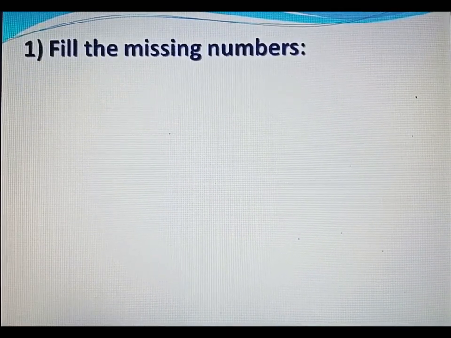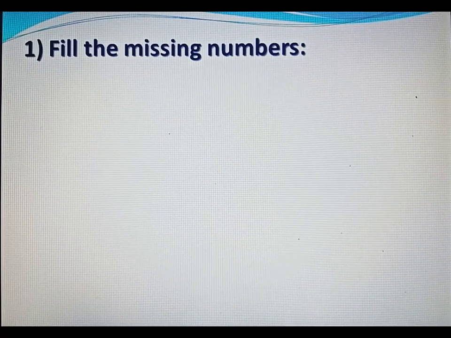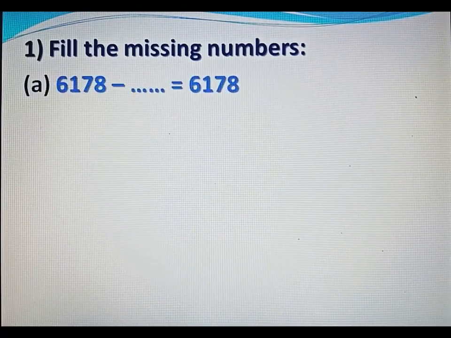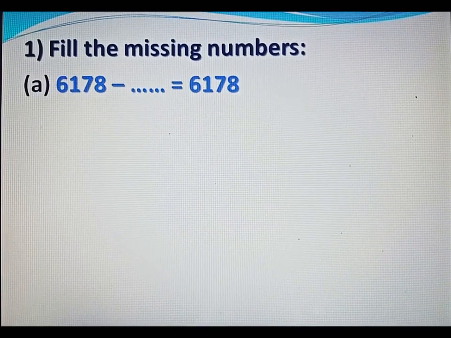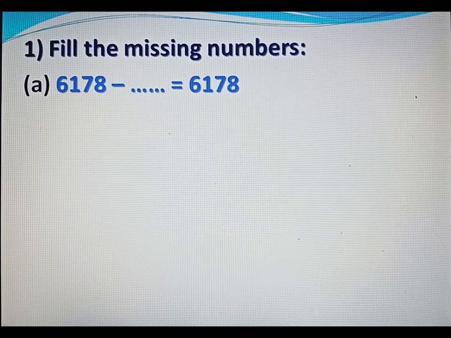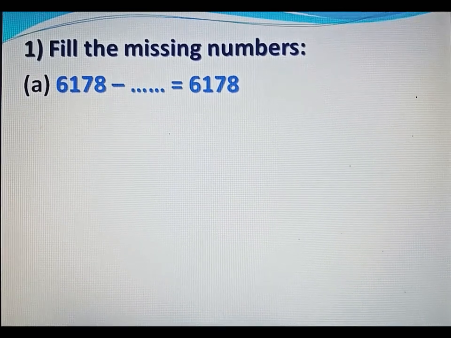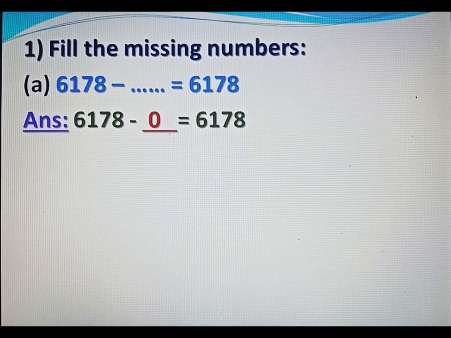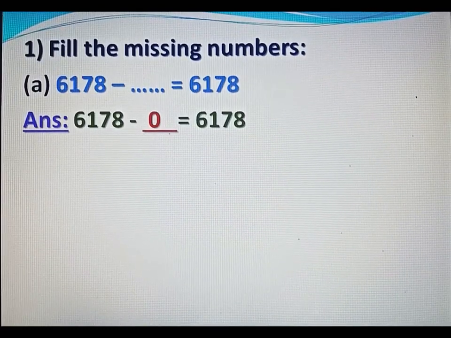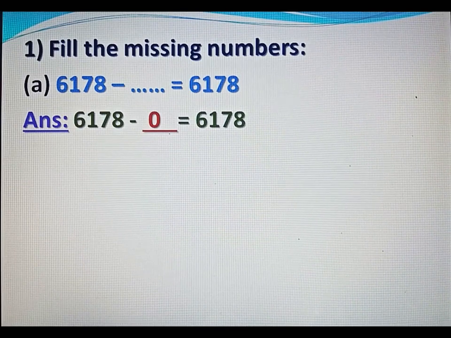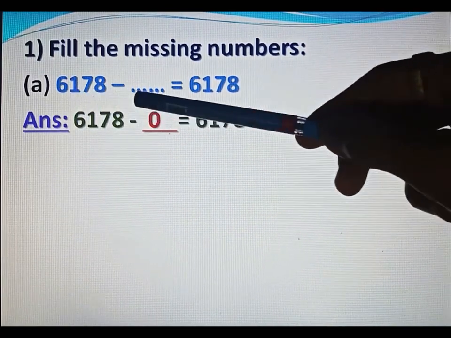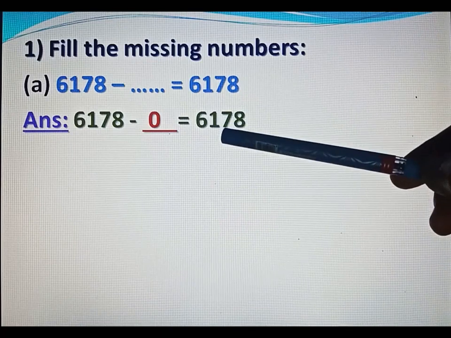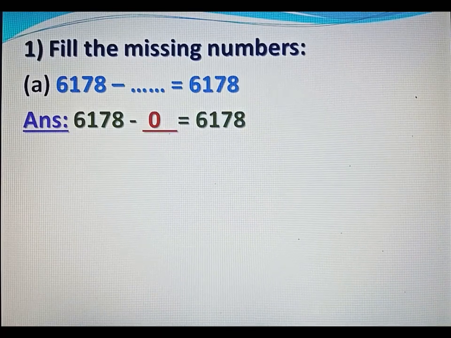First question, number 1, fill the missing numbers. A part: 6178 minus dash equal 6178. Answer: 6178 minus 0 equal 6178, because here we are subtracting 0. If we are subtracting 0, then the answer will be the same, so the answer is 0.